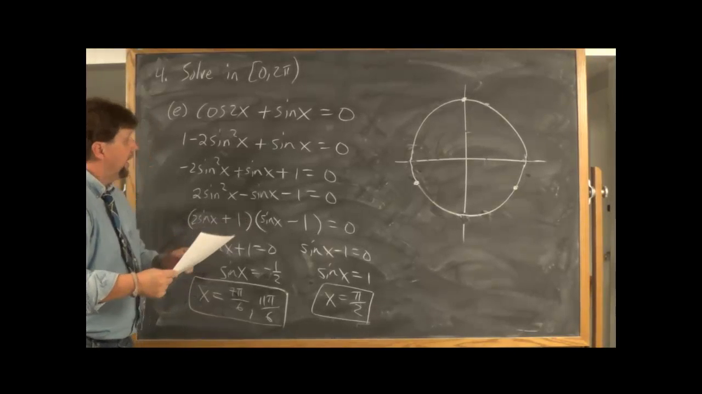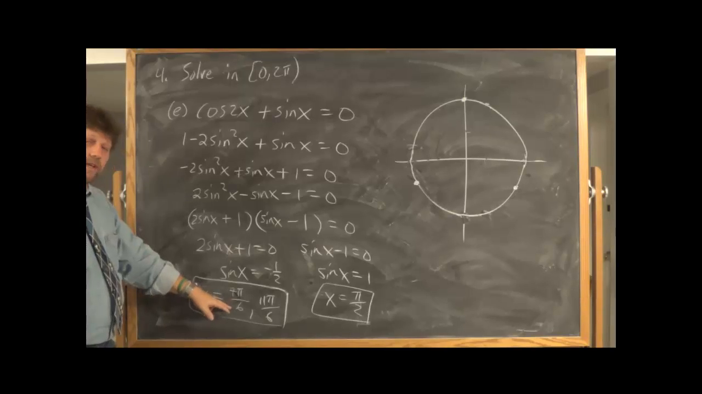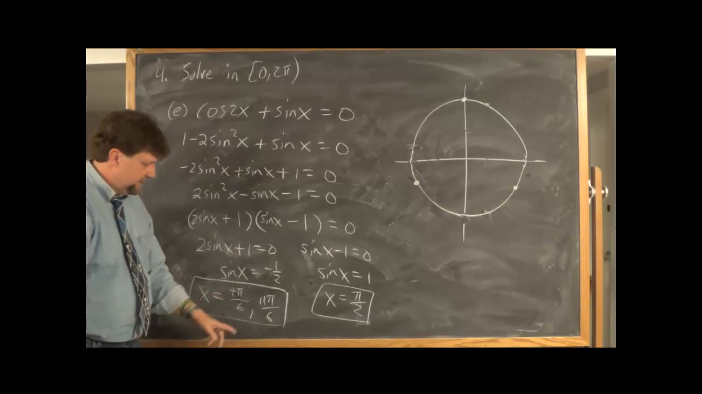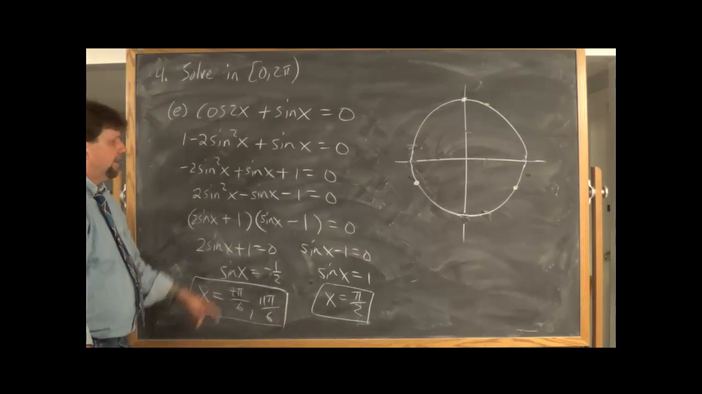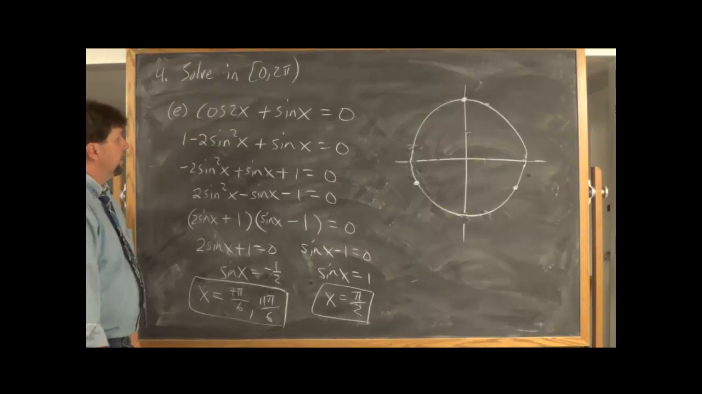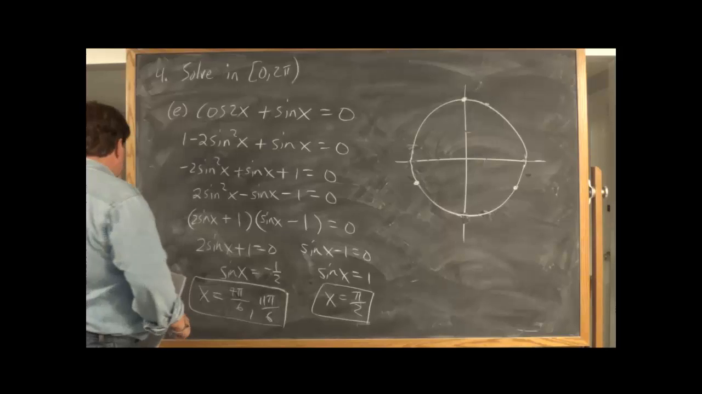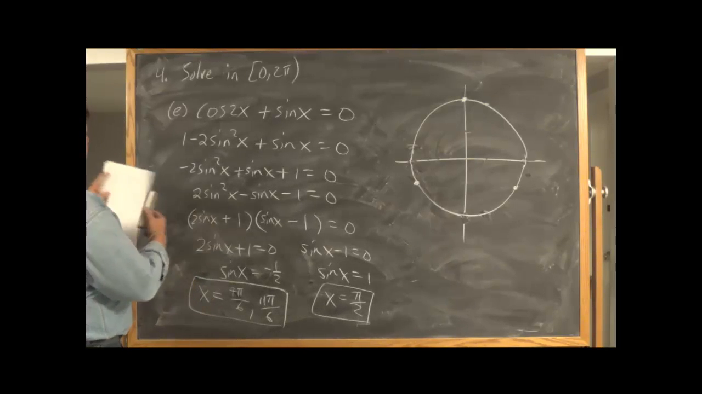So in part E, this trig equation had three solutions: 7 pi over 6, 11 pi over 6, and pi over 2. And hopefully you have those three. Again, if you need to write something down, pause it. So I'm getting the eraser so I can make room for part F.